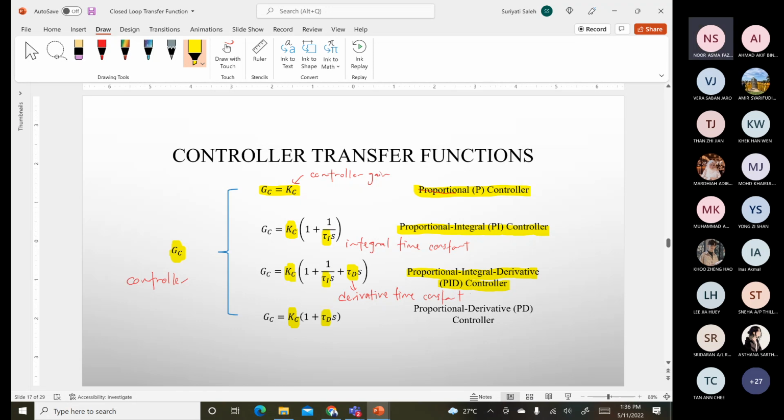So this is the standard controller transfer function. If the question asks you to use a PI controller, then you just use directly the given transfer function. You don't need to derive it. You don't need to calculate it. You just use the following form. The values of Kc, tau I, and tau D will be given to you.